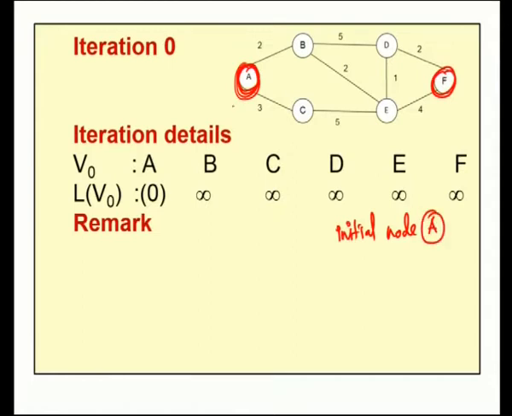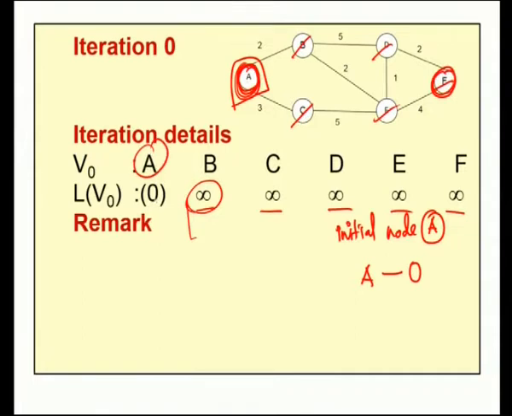Now, for this node A, we have to assign a permanent label, and for the remaining nodes, we have to assign a temporary label. Since A is our initial node, for node A we assign our label as 0, and for the remaining nodes B, C, D, E, F, we assign the labeling as infinity. So, in the 0th iteration, since our initial node is A, for node A we assign the labeling 0, and for the remaining 5 nodes, we assign the labeling as infinity.